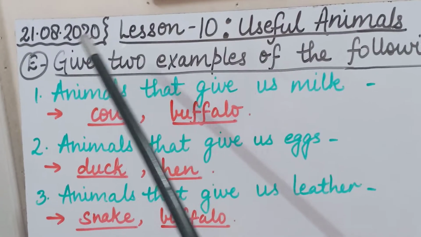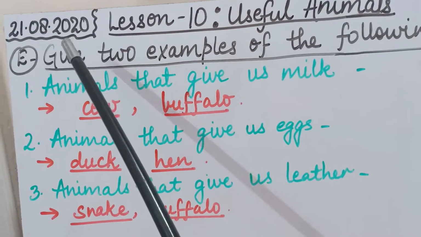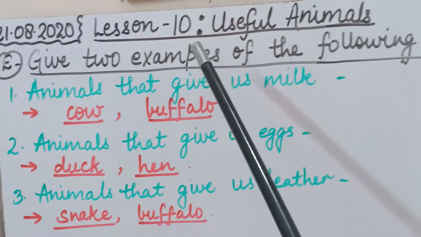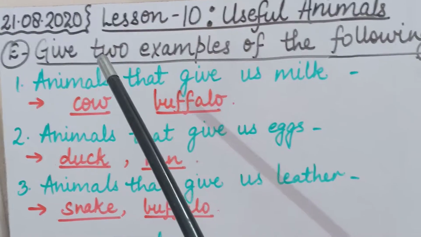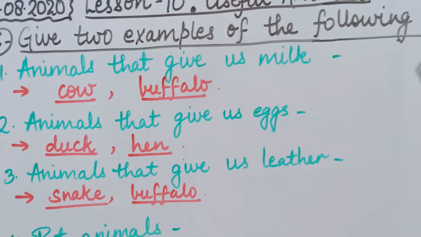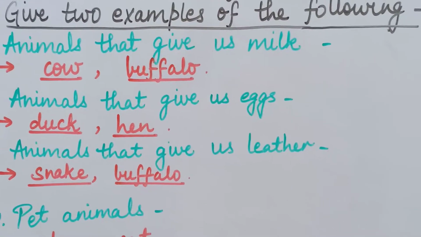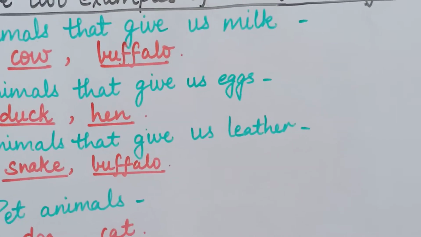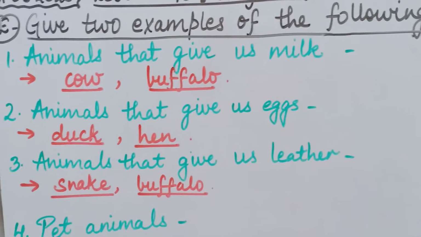And first of all, you will write down today's date, that is 21/8/2020. Then you will write down the heading, lesson 10 useful animals. And in the second line, you will give the heading E part. Give two examples of the following. Now, in this exercise, what you have to do, that a question will be asked, a sentence will be asked, and you have to give two examples of that question.